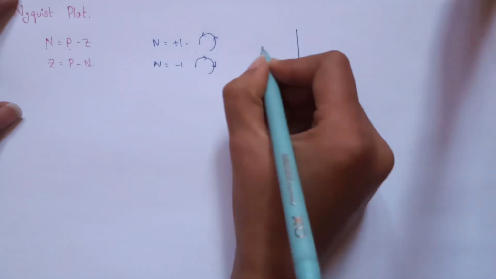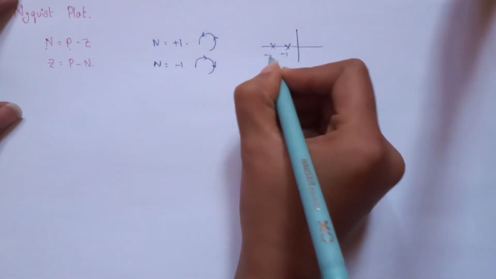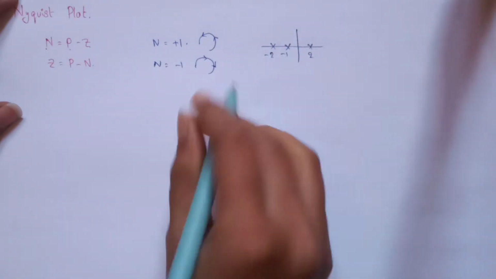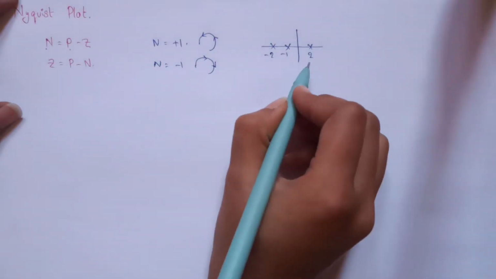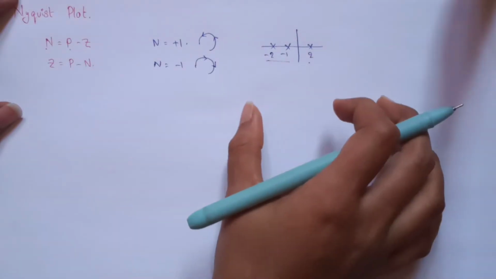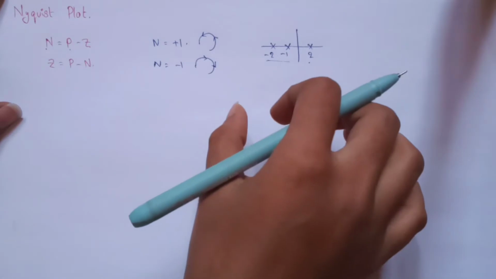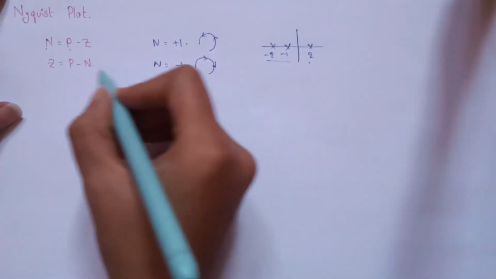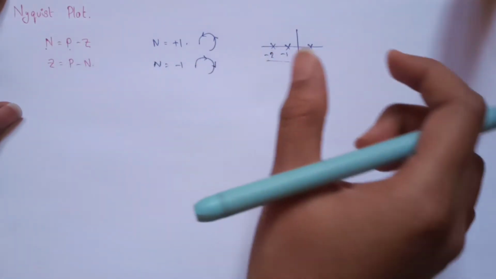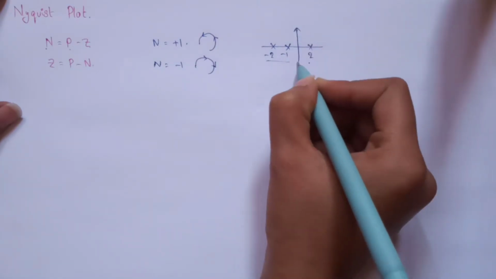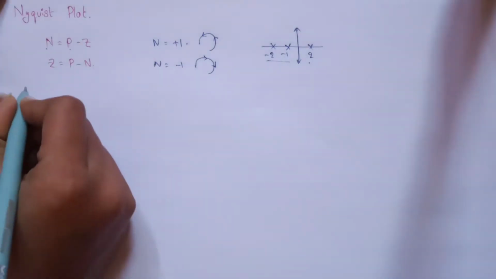That means if we are having some poles at -1 and -2 and a pole at 2, then we have to consider only the pole at 2, not the other poles. This process is a little different from the previous plots, which are polar plots, and here we have to consider only the poles which are on the right half plane of the s plane.